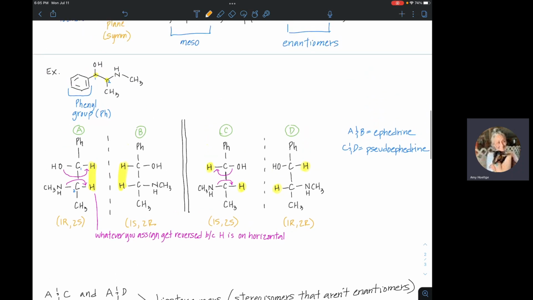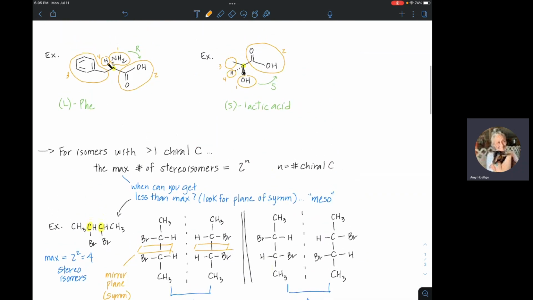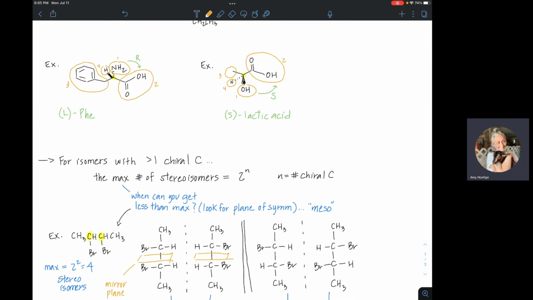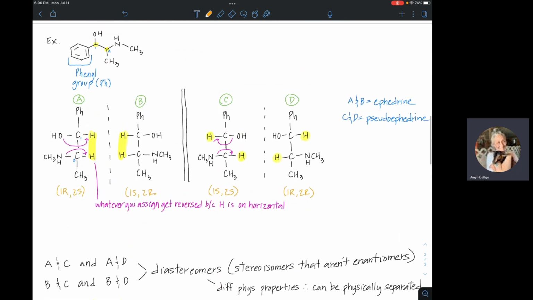Up here, we talked about assigning configuration based on structure. By structure, I mean somebody has indicated the stereochemistry by using dashes and wedges. If someone doesn't indicate stereochemistry by using dashes and wedges, you find the chiral center and draw a Fischer projection.